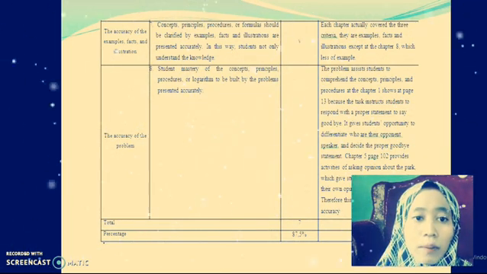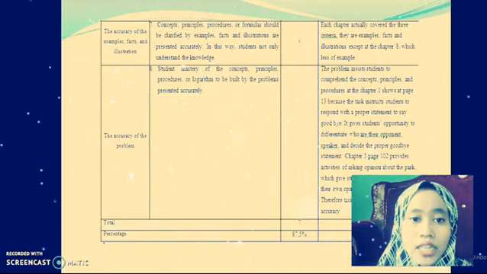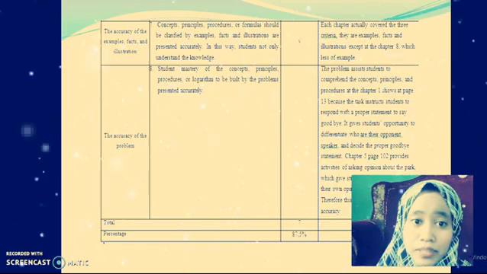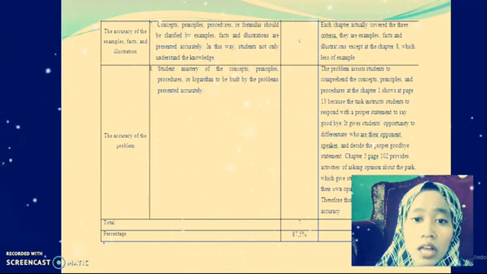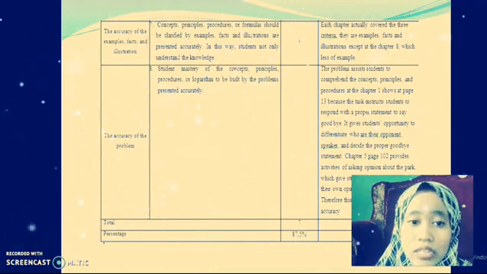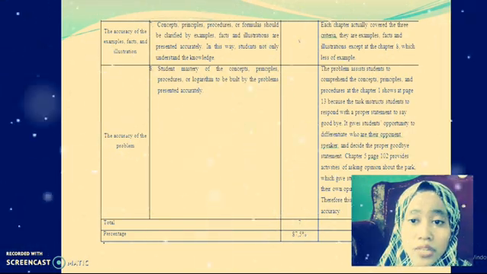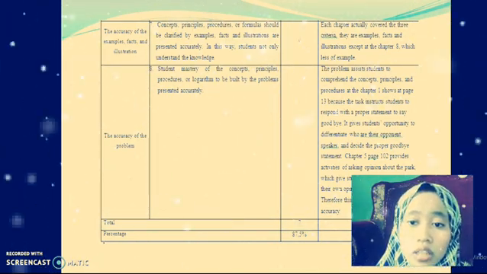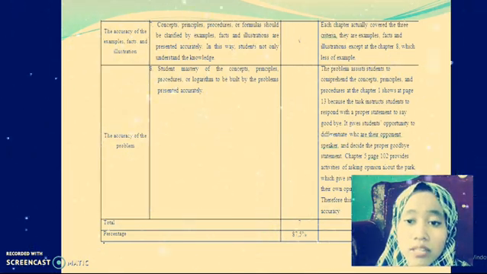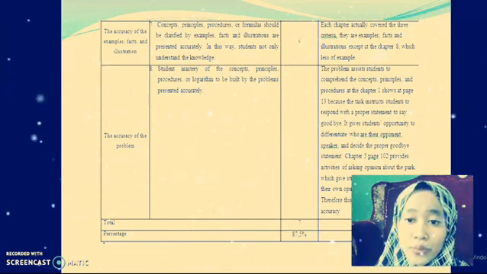And the last point of accuracy of material is the accuracy of the problem, which also has only one indicator. It is that student mastery of the concepts, principles, procedures, or algorithms to be built is supported by problems presented accurately. This indicator is not fulfilled because the problem does not assist students to comprehend the concept, principle, and procedure. At chapter 1, page 13, the task instructs students to respond with a proper statement to say goodbye. It gives students an opportunity to differentiate.